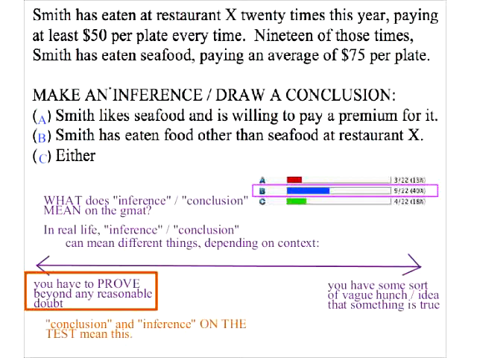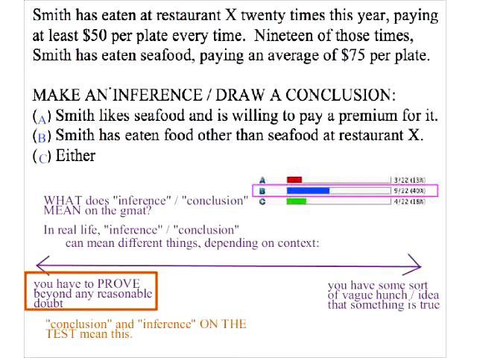It's not always going to be rigorous proof using formal logic and things like that, but it will be proof beyond any reasonable doubt. So if there are any objections, the idea is that those objections should just be plain unreasonable. So, let's look at the problem above. Smith has eaten at restaurant X 20 times, paying at least $50 a plate. 19 of those times, Smith has eaten seafood, paying an average of $75 a plate. So what do we know beyond any reasonable doubt?